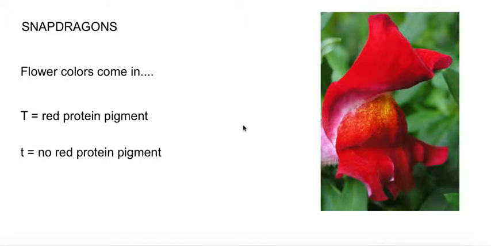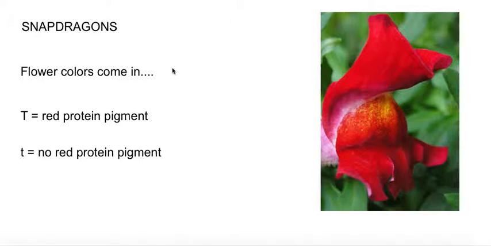All right, we're going to look at a couple patterns of inheritance that are a little bit more complex than complete dominance, and they are going to be incomplete dominance and codominance. We're going to start with a particular plant called a snapdragon. Snapdragons have a dominant gene that produces red pigment, and a recessive gene that produces no pigment.